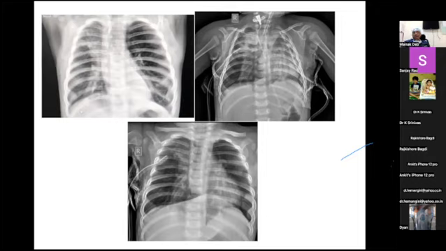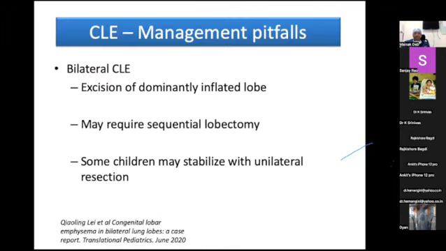In contrast, a few years ago, we had to perforce do a bilateral lobectomy, first the left upper lobectomy, and in a few days, because of unrelenting distress, a right middle lobectomy in the same child, which led to a very good result. But one has to remember that those are the options available. Not all children will require a concomitant resection, bilateral resection, or even in the same admission. The treatment protocol should be decided by the clinical picture and a proper evaluation of the radiology. So excision of the dominantly inflated lobe should result in stabilization of the respiratory distress, may require a sequential lobectomy, but some children may stabilize with unilateral resections as well.